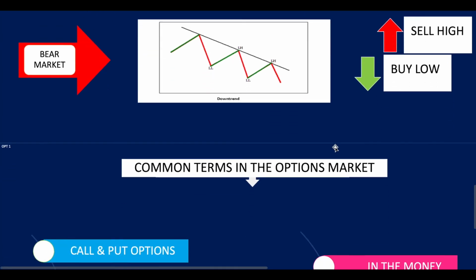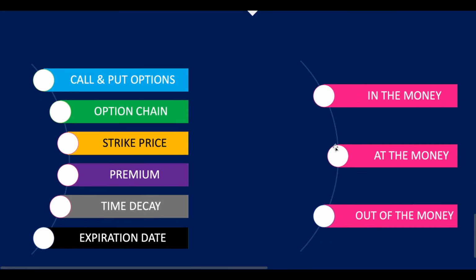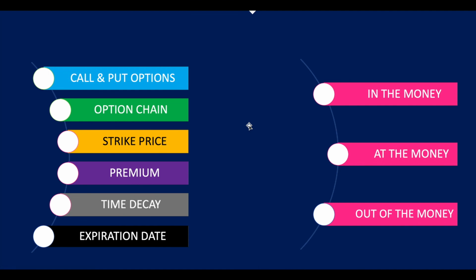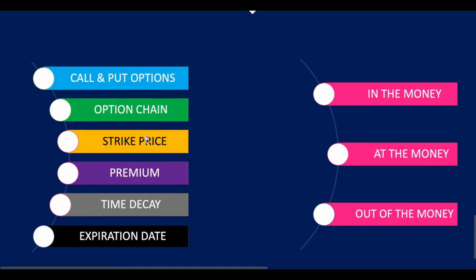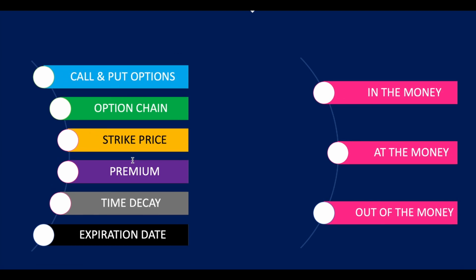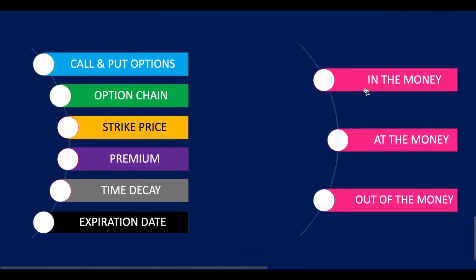Now, these are the common terms in the options market you will come across. We will see and discuss all these points individually in later episodes, but here is just to make you familiar. You have something called call and put options, there's something called option chain, strike price, there's some premium involved, there's something called time decay, there is an expiration date of options, and there's something called in the money, at the money, and out of the money.